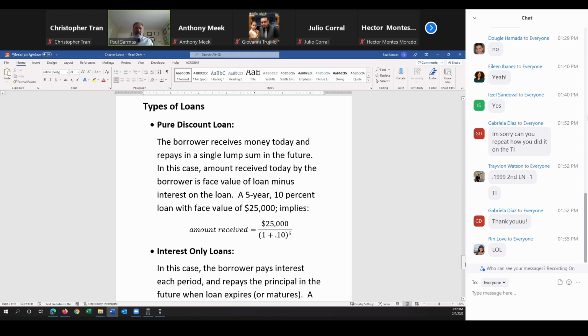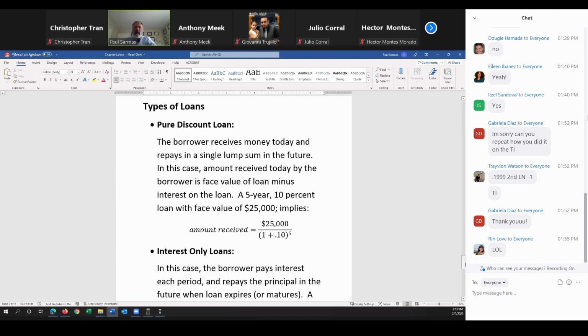After 5 years, you go back to the bank and you pay them how much? 25,000. You pay them 25,000. That's what you borrow. You borrow 25,000. What you got is 12,500 because they collected the interest ahead of time instead of waiting to collect it after 5 years. And by the way, can you buy that car?